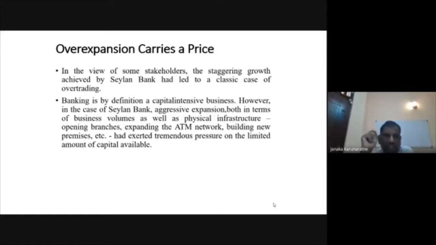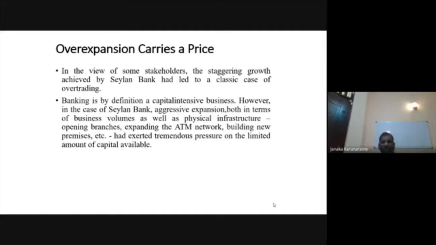Overexpansion. Banking is by definition a capital intensive business. However, in the case of Ceylon Bank, there was aggressive expansion both in terms of business volumes as well as physical infrastructure. Now, what do you mean by physical infrastructure? Opening branches, expanding the ATM network, building new premises, etc., had exerted tremendous pressure on the limited amount of capital available. So the way it expanded, in business volumes and physical infrastructure, led to enormous pressure on capital.